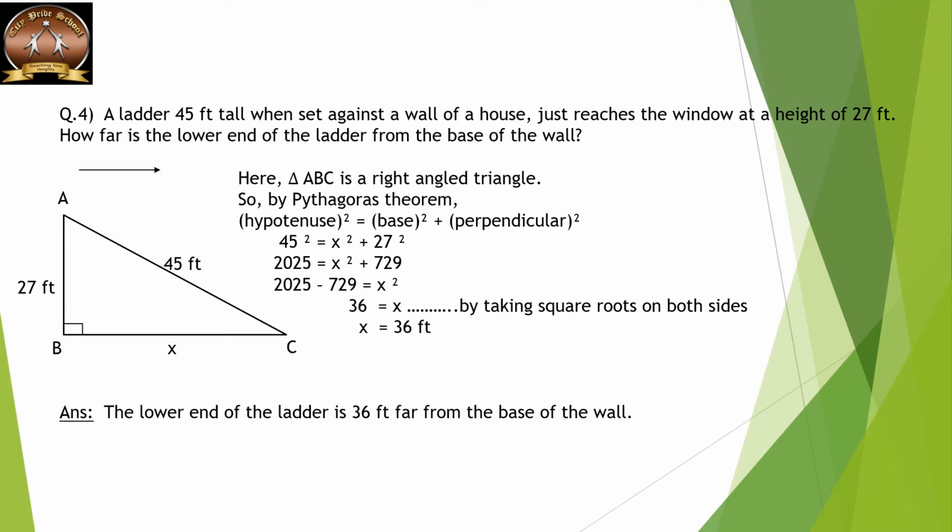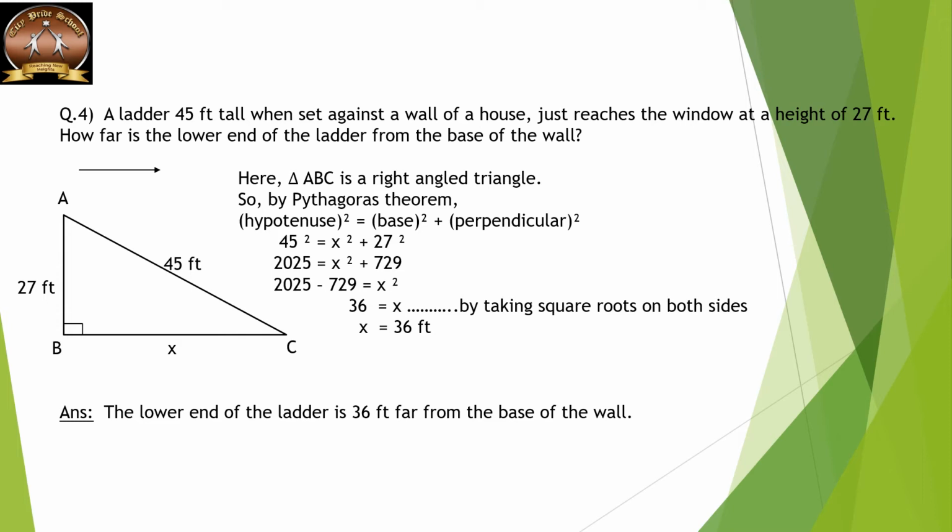So here triangle ABC is a right angle triangle. So by Pythagoras theorem, we'll use Pythagoras theorem. Hypotenuse square is equal to base square plus perpendicular square, right? So hypotenuse is 45 square. See your diagram. Base is x square and perpendicular square means 27 square. We substituted the values over here. Now we'll square the numbers. So 2025 is equal to x square plus 729.